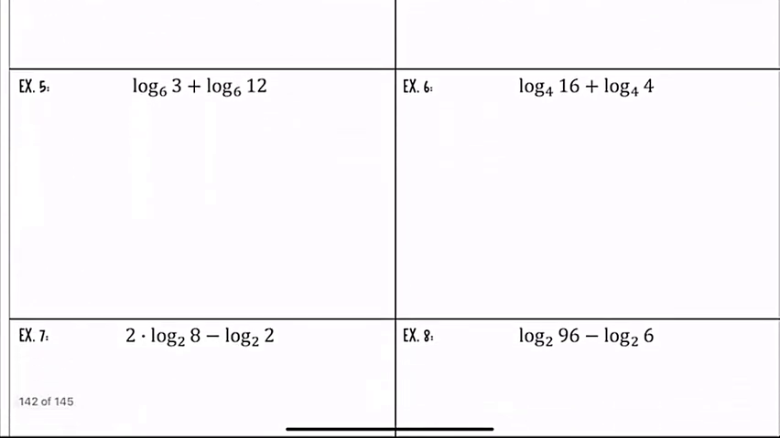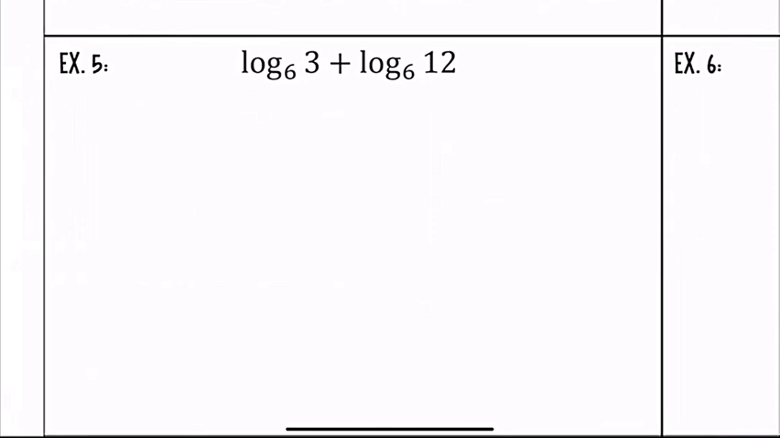Okay, let's do the next one. We're going to do the sides this time. So we'll do 5 and 7 together, then you can try 6 and 8. On number 5, these are just numbers, so we will be able to try to simplify all the way down. And we are already expanded, so we're going to try to condense this time.